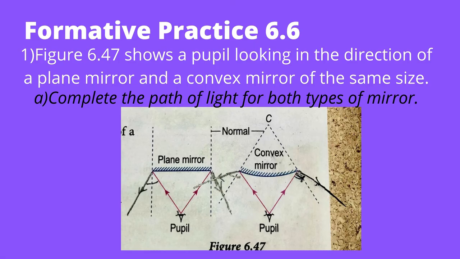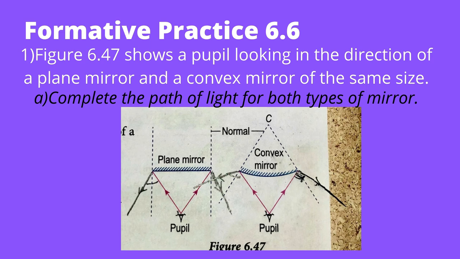Alright, let's discuss the formative practice 6.6. Number 1, figure 6.47 shows a pupil looking in the direction of a plane mirror and a convex mirror of the same size. A. Complete the path of light for both types of mirror.